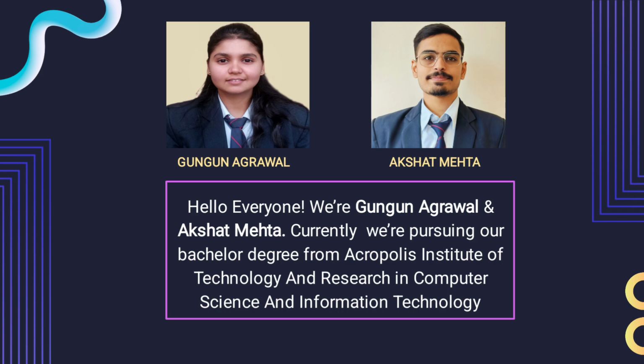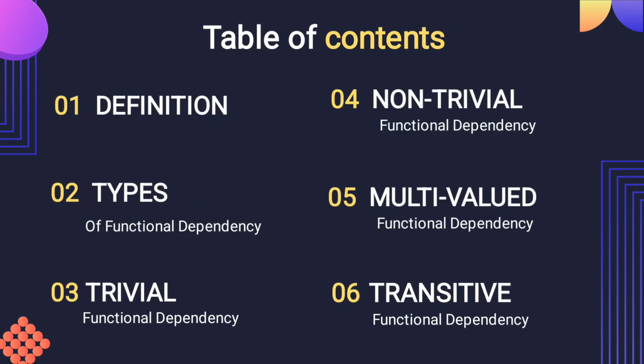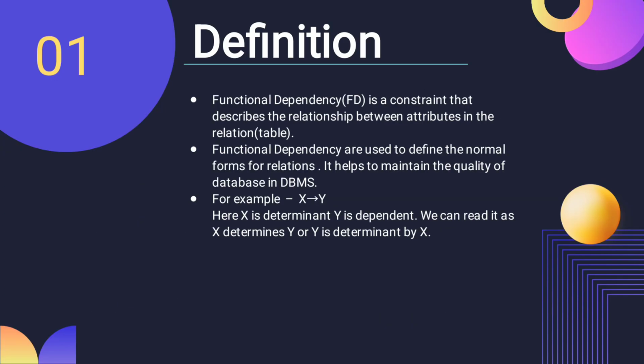Now let's see the content which we are going to cover in this video. They are as follows: definition and its types with examples. Now let's start with the definition of functional dependency.